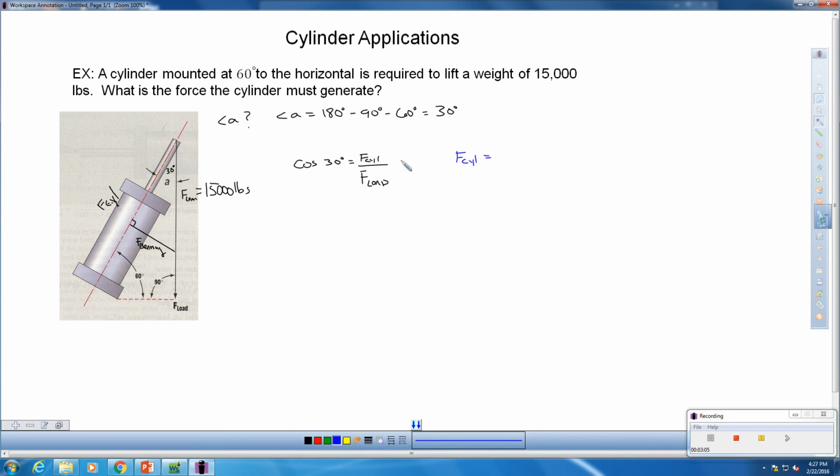I have to multiply both sides by the force load because they're dividing here. So our cylinder force ends up being our force load times cosine of 30 degrees. Our force load is 15,000 pounds times cosine of 30. Make sure your calculator is in degree mode when you calculate this, or you're going to end up getting the wrong answer. So our cylinder force is 12,990 pounds.